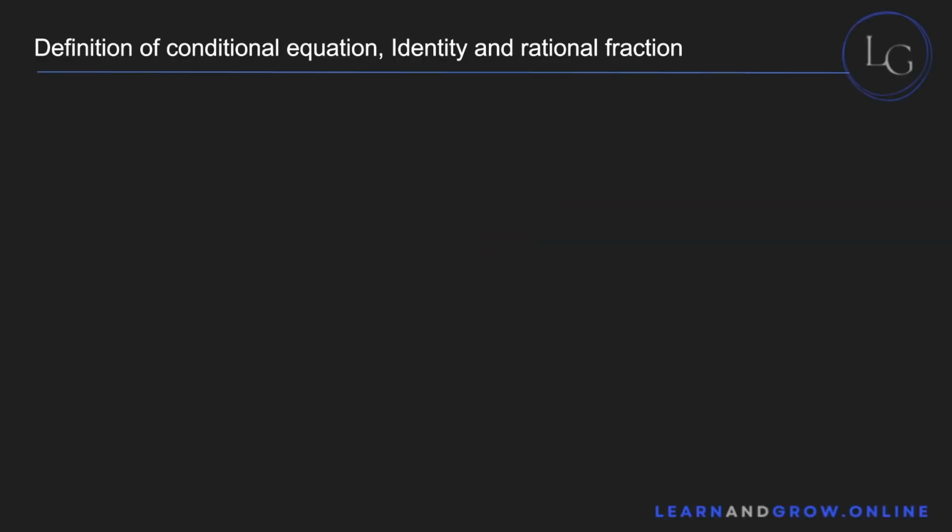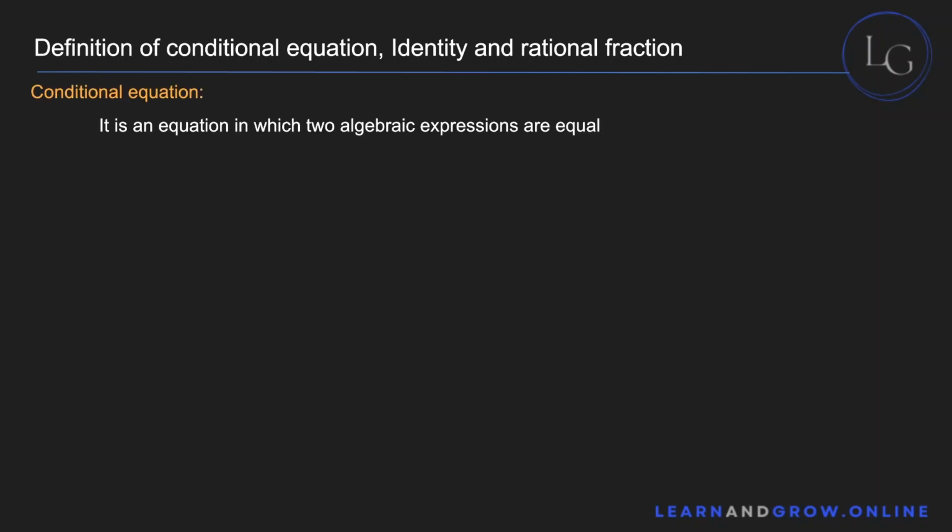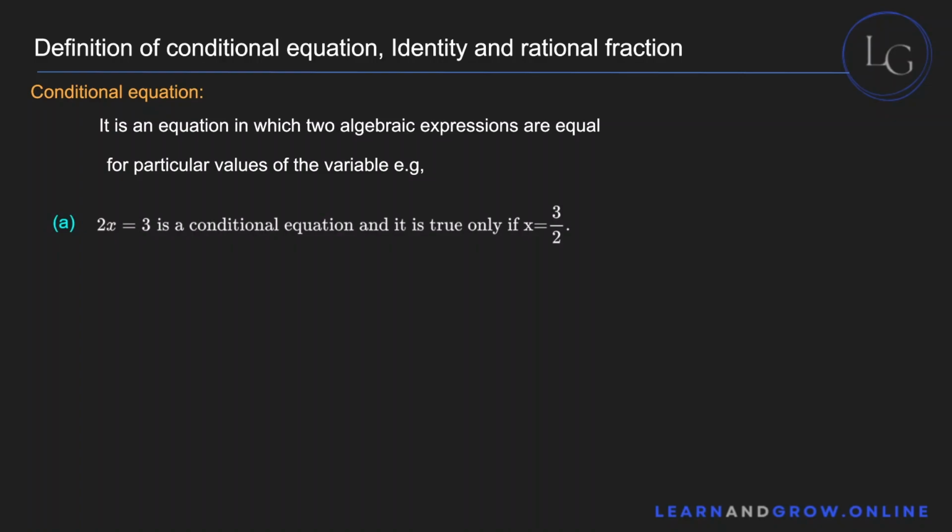Now, we'll discuss the definition of a conditional equation, an identity, and a rational fraction. So, first, let's discuss what a conditional equation is. Basically, it is an equation where two algebraic expressions are equal for particular values of the variable. Now that may sound confusing, but let's just clear this up with an example.